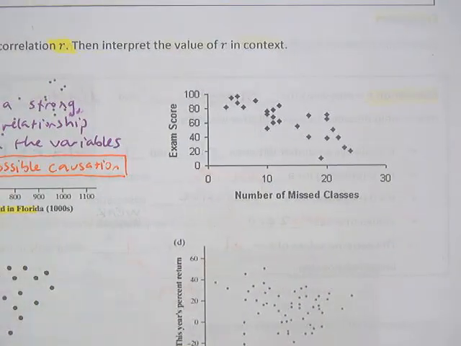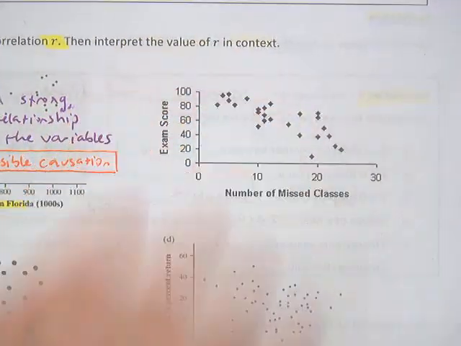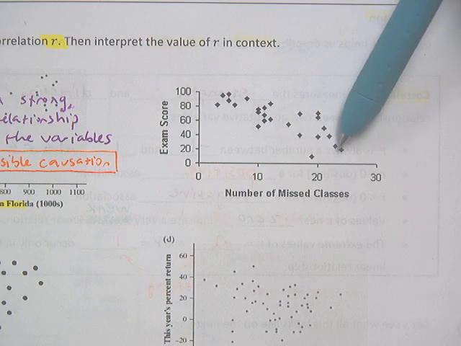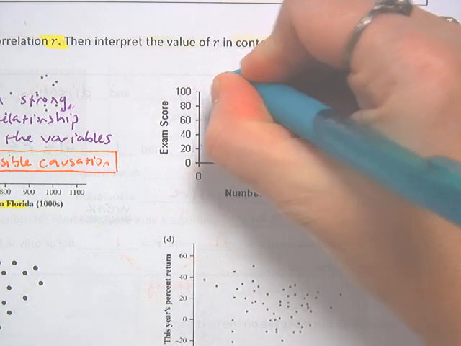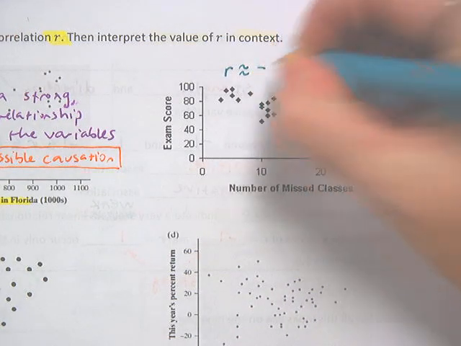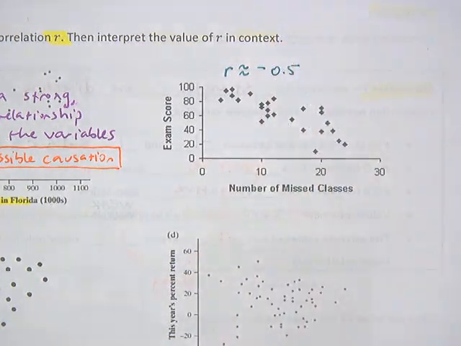Okay, let's scoot on over here. First thing I want you to do is be able to estimate R. Is this positive or negative? It's negative. Is it strong, weak, or somewhere in the middle? Somewhere in the middle. So somewhere between -1 and 0, what do you want to put? We could put smack dab in the middle. We could put -0.5.